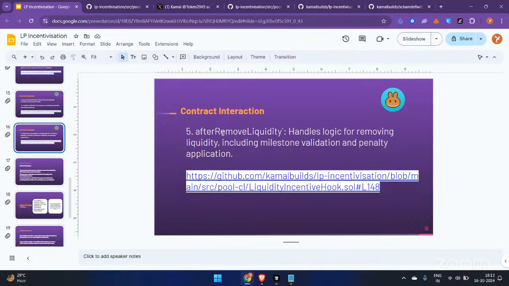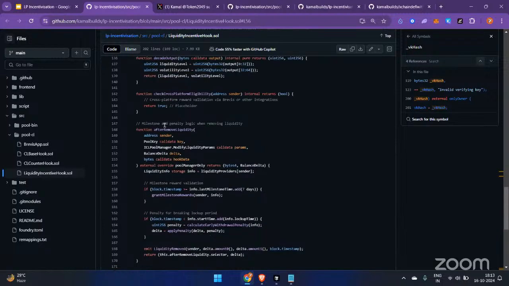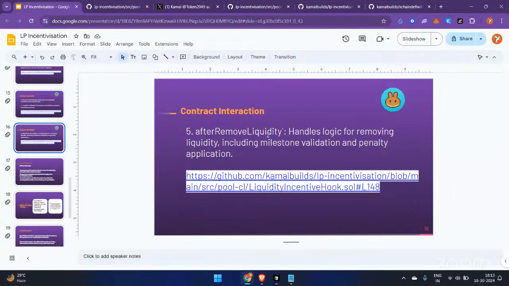The last one is after remove liquidity, which I discussed earlier. It handles logic for removing the liquidity, including the milestone validation and penalty application. If you go ahead, you can see here, after remove liquidity checks whether to grant the milestone rewards or not, and the penalty for breaking the lockup period. If the liquidity provider breaks the lockup period, then a penalty is issued. This discourages LP providers from taking out liquidity from the pool.